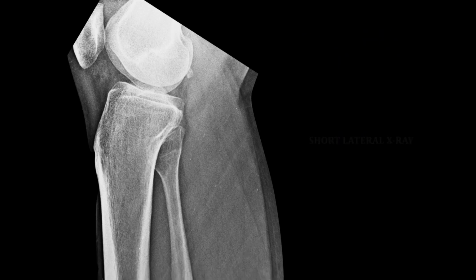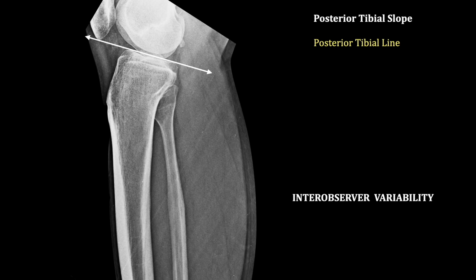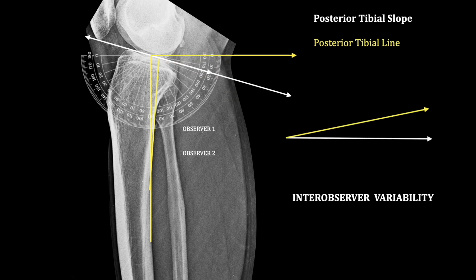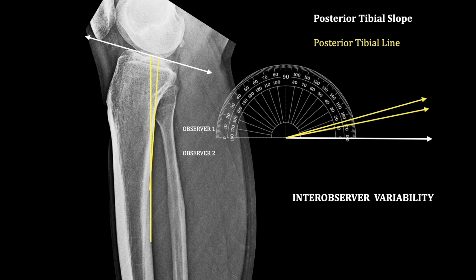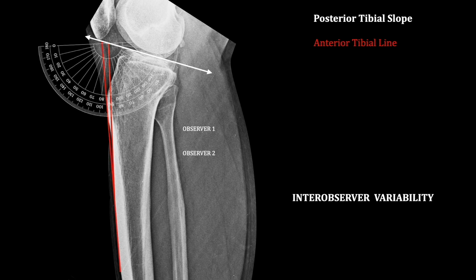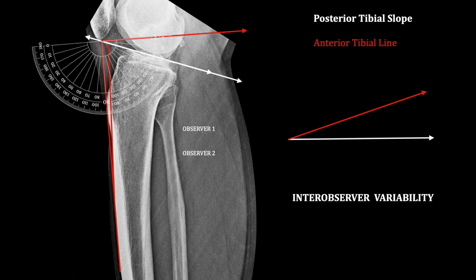There is no international standardization on the length of the tibia for a short X-ray. Neither is there any standardization on the points or levels of tibia to be considered for marking the reference lines on the posterior or anterior tibial cortex or even the anatomical axis. As a result, there is a high degree of inter-observer error in marking of these lines on the short lateral X-ray. This inter-observer error leads to a significant error in measurement of the tibial slope.